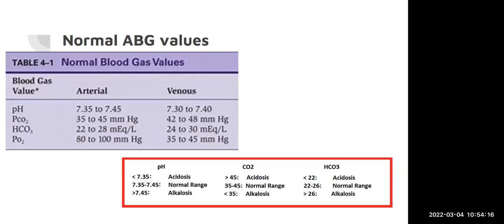That is the interpretation for ABG values. If the pH is less than 7.35, the patient is in acidosis, and if it is more, it is alkalosis. Then we have to look at the CO2 value and bicarb value to determine if the patient is having respiratory or metabolic acidosis or alkalosis. Next.